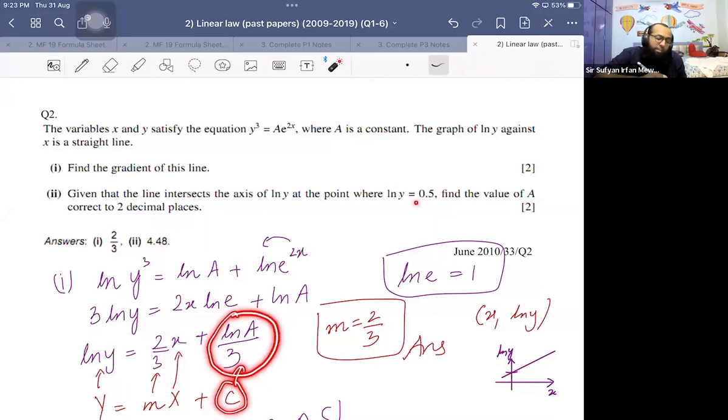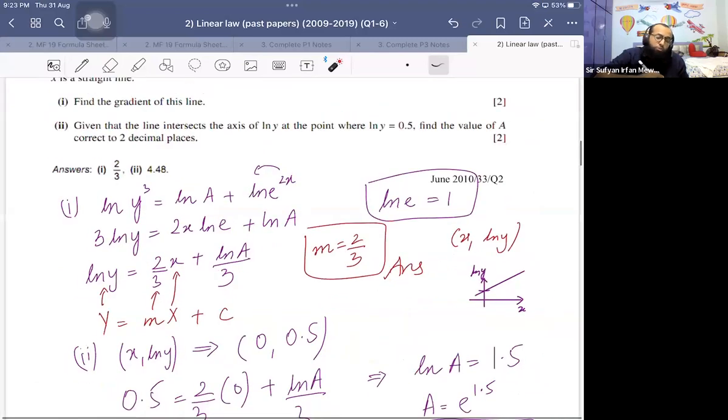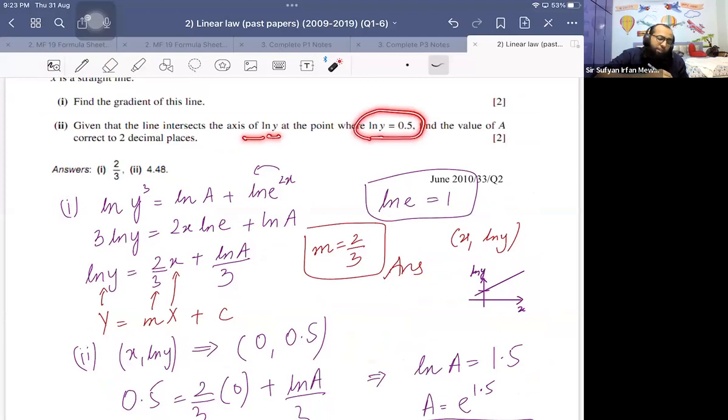लेकिन अगर आप ये नहीं कर रहे तो at least you have to pick the coordinates x, ln y. And if the line is intersecting the axis of ln y when ln y is 0.5, this means x is 0. So the coordinates are 0, 0.5. So if I'm going to substitute over here, then in place of ln y, I'm going to substitute 0.5. x is of course 0. So 2 upon 3 times 0 will become 0. And ln a upon 3 will be equal to 0.5.